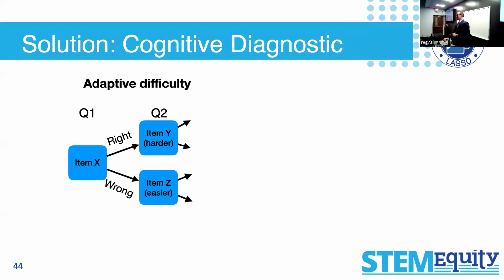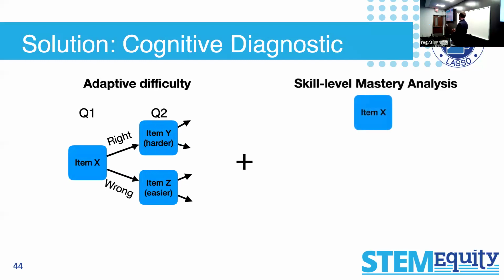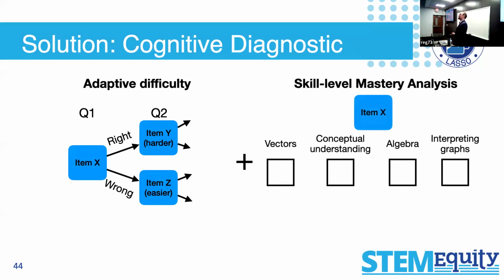But the cognitive diagnostic has another thing layered in here. There's an important difference. It looks at skill-level mastery. So for any given item, it asks, what skills do you need to have mastered to get it correct? So maybe for this question, you need to understand vectors and interpreting graphs. And if you know those, you're likely to get it right.